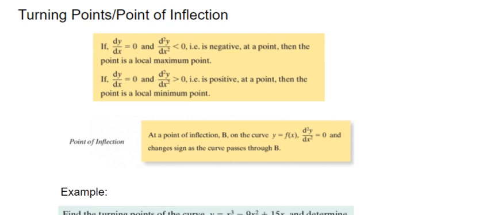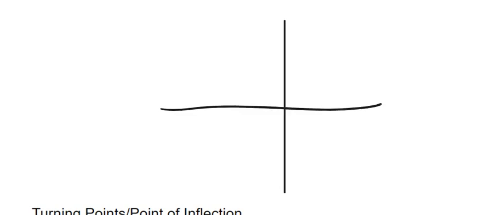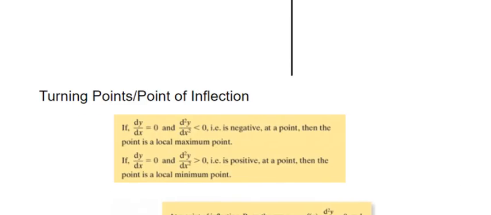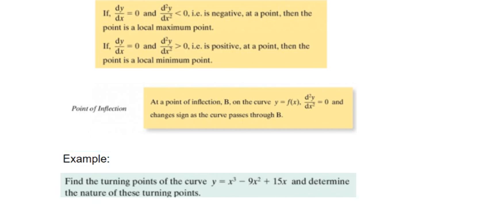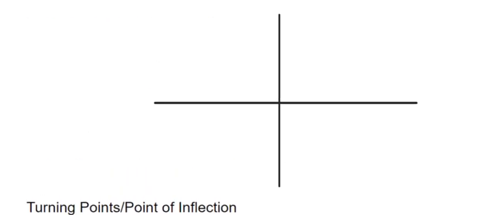Hi folks, so this is turning points and points of inflection. We're going to use calculus now to figure out on a graph where the graph will turn and also the point of inflection. I'll get to that in a minute. If you take any function f of x, look at the example down here: y equals x cubed minus 9x squared plus 15x. That's just an example, but you could have any. We're going to be focusing on cubics here a little bit.